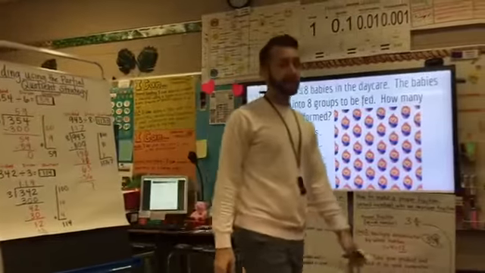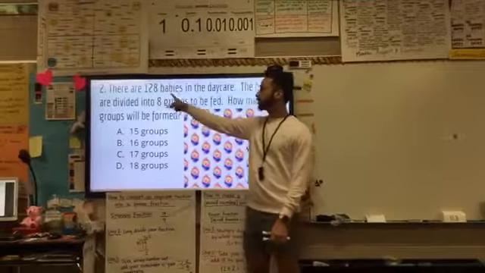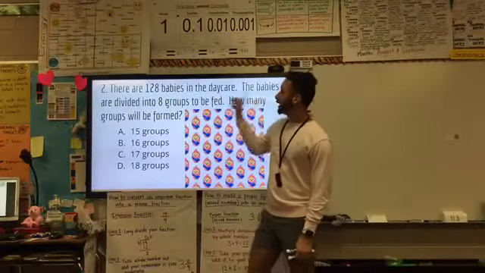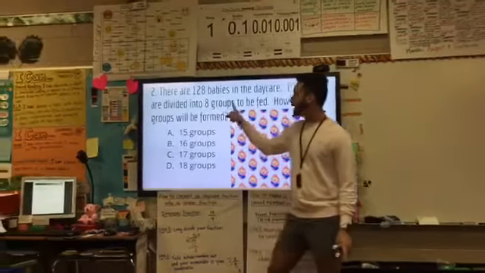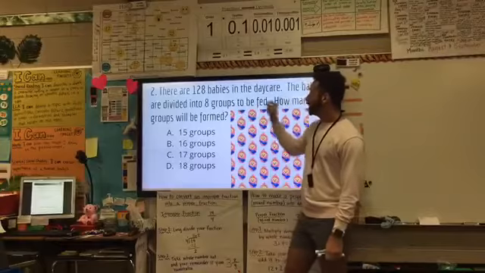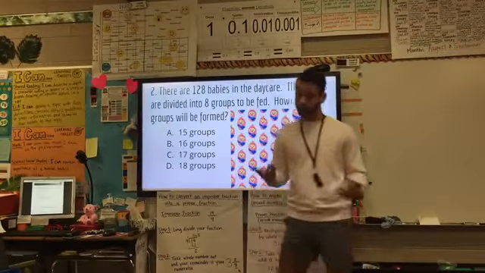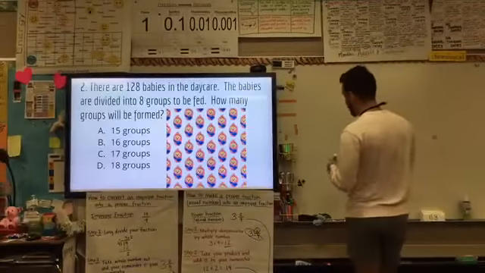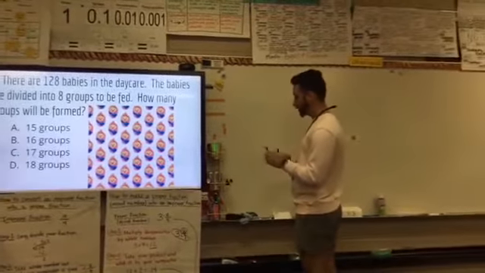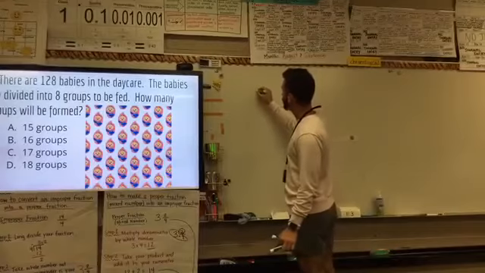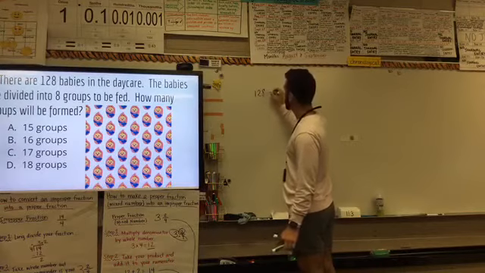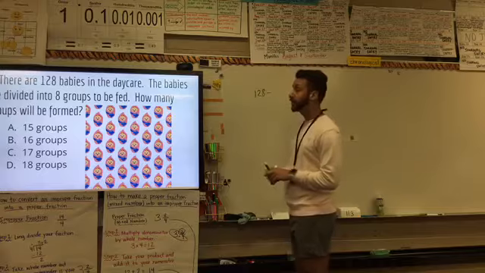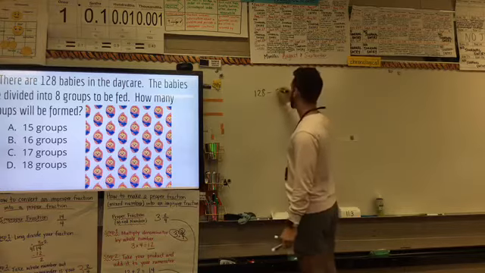All right, it says there are 128 babies in daycare. The babies are divided into 8 groups to be fed. How many groups will be formed? Pretty simple, right? So you're just going to take 128. This is your equation. You're going to write 128. Your big number always comes first in the division equation. You're going to divide it by the 8 groups that they were fed in.